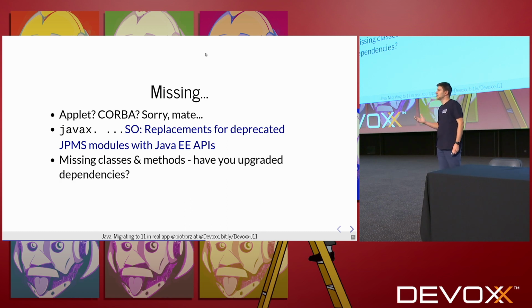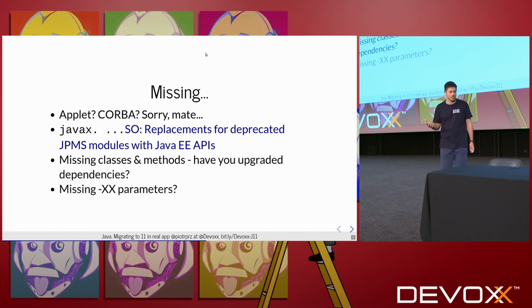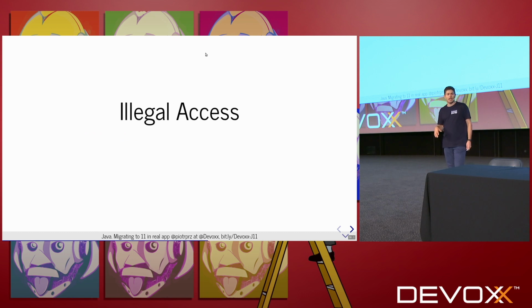Then you have missing classes or methods. Then I guess you didn't upgrade your dependencies, basically. If you have any missing XX parameters, you should RTFM and upgrade the script. And when illegal access happens, I mean, when you summon the demons of deep reflection, like certain libraries scanning internals, for dependency injection or entities for JPA and stuff, then illegal access happens.